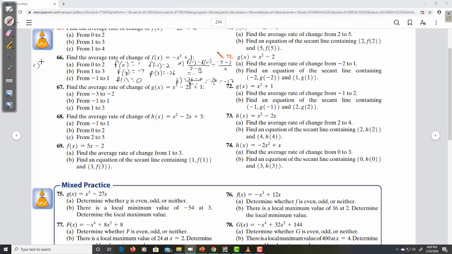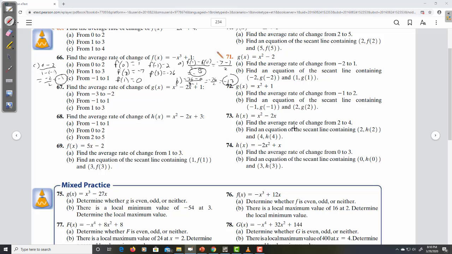And C, f of 1 is 0 minus f of negative 1, which was 2, over 1 minus negative 1. So that's going to be negative 2 over 2 equals negative 1. So there we go. We have average rate of change from 0 to 2, average rate of change from 1 to 3, and average rate of change from -1 to 1.